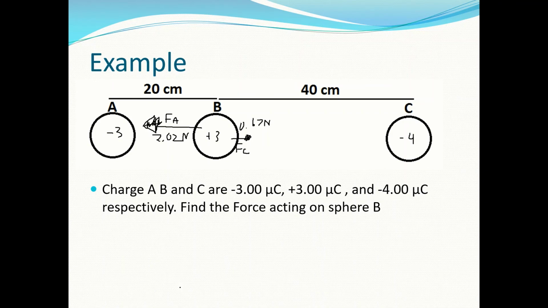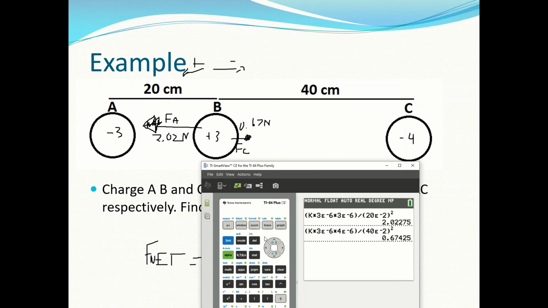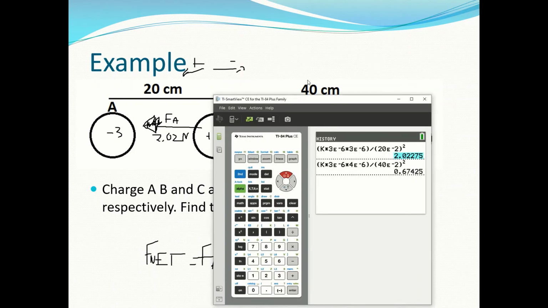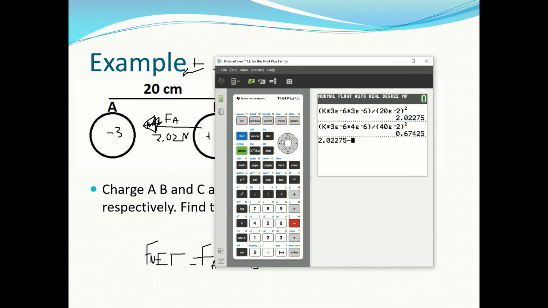Well, now it's just an F net equation. F net, I'm going to make this way positive, this way negative, is just equal to FA minus FB. It's not force applied, it's force of A and force of B. So I'll just take this minus this. If I go on my calculator and take this minus this, I get my answer. That's it. 1.34.